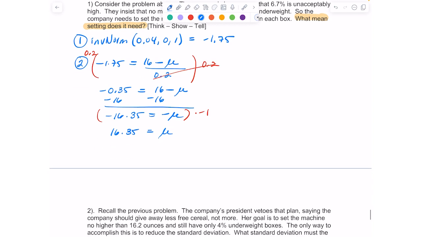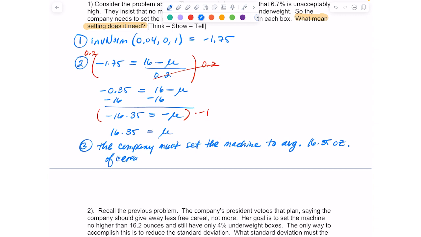So what does that mean? It means that the company must set the machine to average 16.35 ounces of cereal per box.